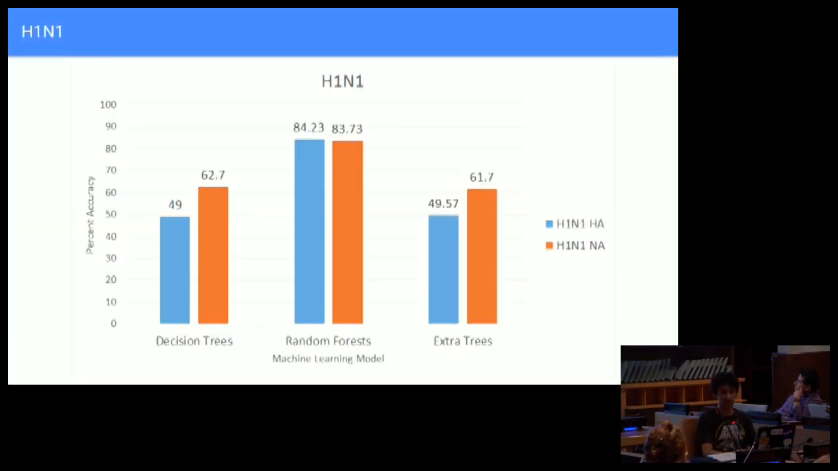So this is H1N1. So H1N1 is a subtype of the flu. There are lots of different subtypes. So I trained mine on the most common ones which infect humans, because I want to protect humans. So H1N1 was the one that broke out in 2009. It caused a global pandemic, resulting in a lot of deaths. It was actually the most potent flu since the Spanish flu all the way back in 1918.